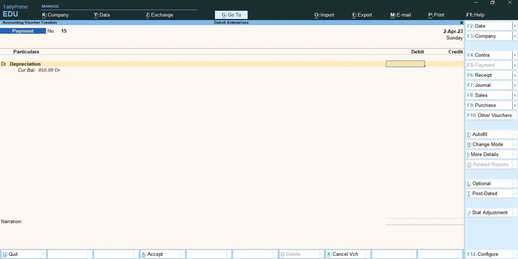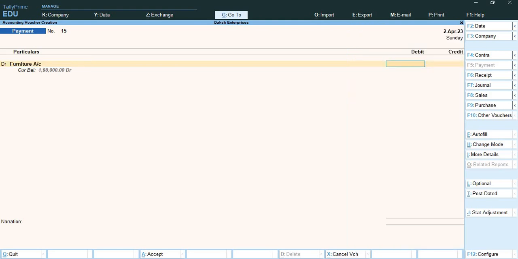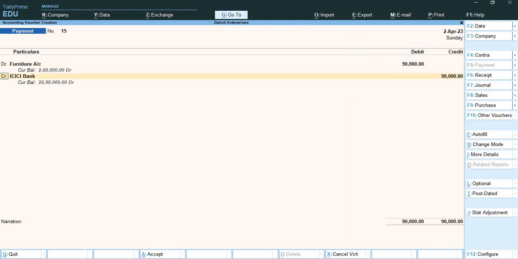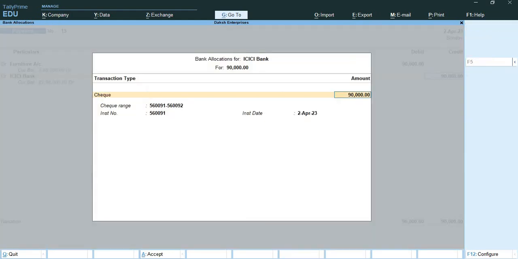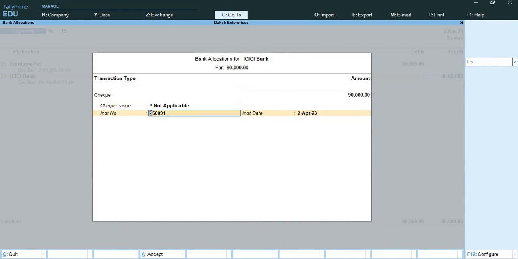That's it. And the next entry is that the businessman has purchased furniture from KPN Furnitures for 90,000 by paying check number 550026. So I'll add a furniture account over here with 90,000 and credit ICICI Bank. I'll go back and select my check range, not applicable, and I will add a check manually over here, 550026.